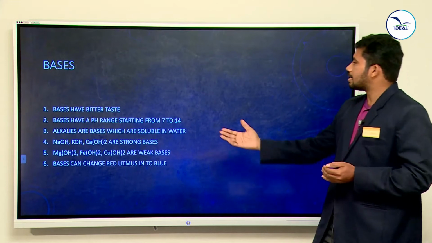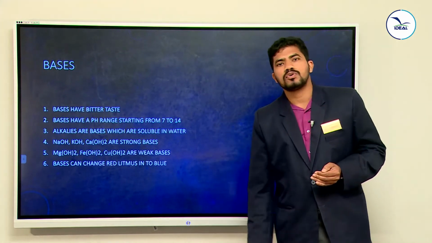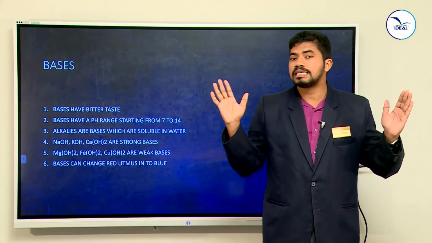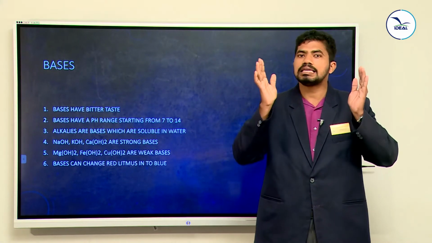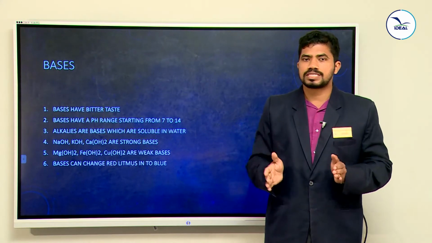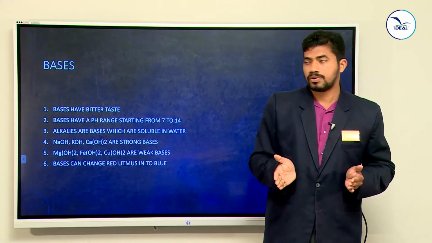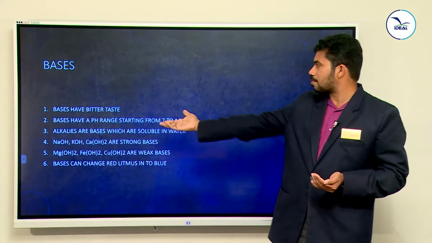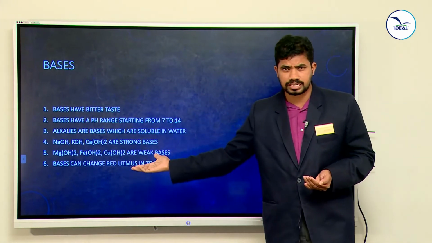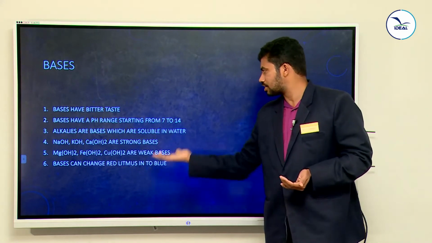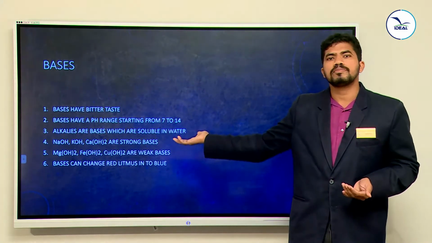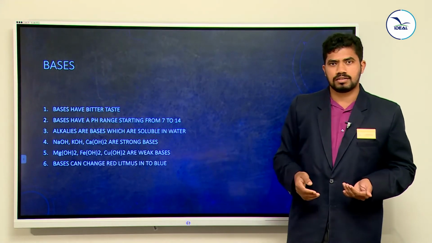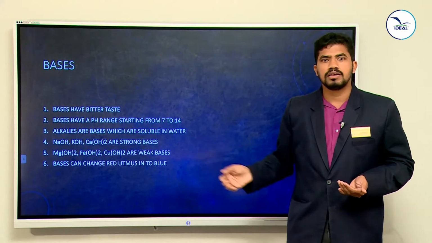Next, alkalis are bases which are soluble in water. All alkalis are bases, but all bases are not alkalis. So alkalis are those bases which are soluble in water. We have a number of examples for alkalis: sodium hydroxide, potassium hydroxide, calcium hydroxide. All are strong bases, all are strong alkalis because they are soluble in water.